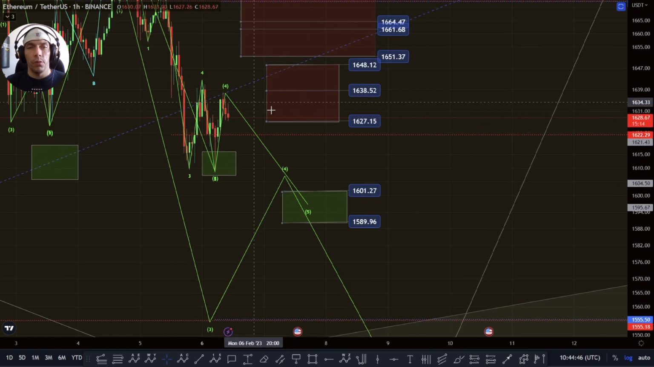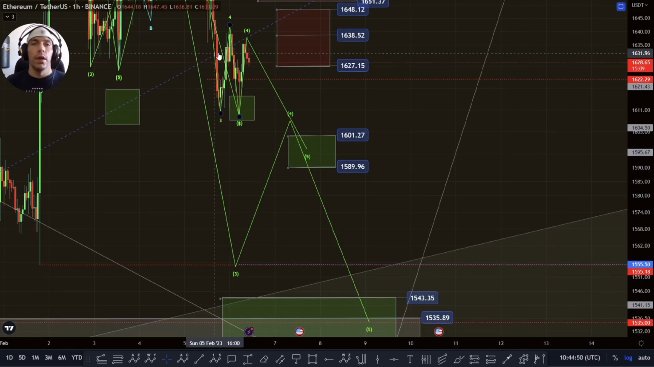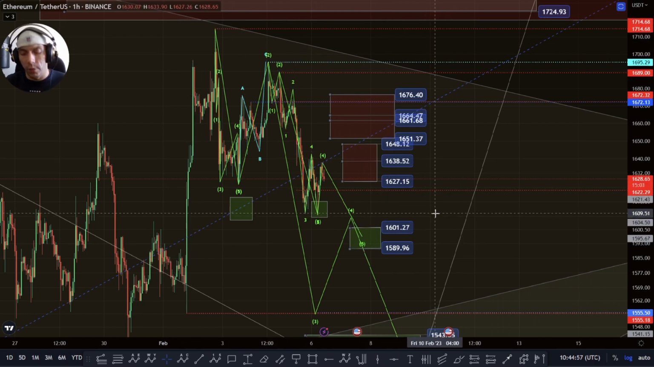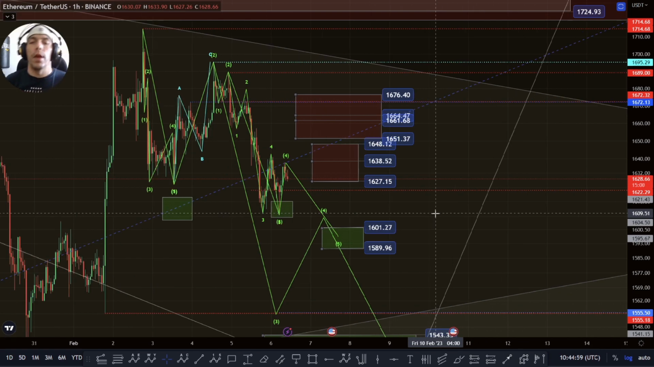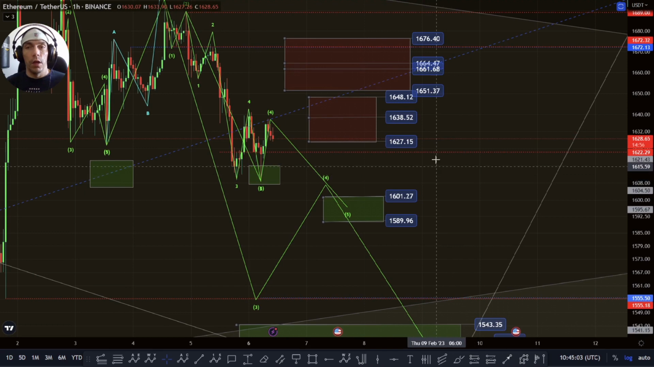So even if we do drop down and we fail to actually break this 1555 area, we need to be careful, because this whole move could still just be a corrective structure, and then we look to move up. So we're going to go over both the bullish and the bearish options in the video, and we will talk about them. So make sure that you stay tuned so you don't miss out.